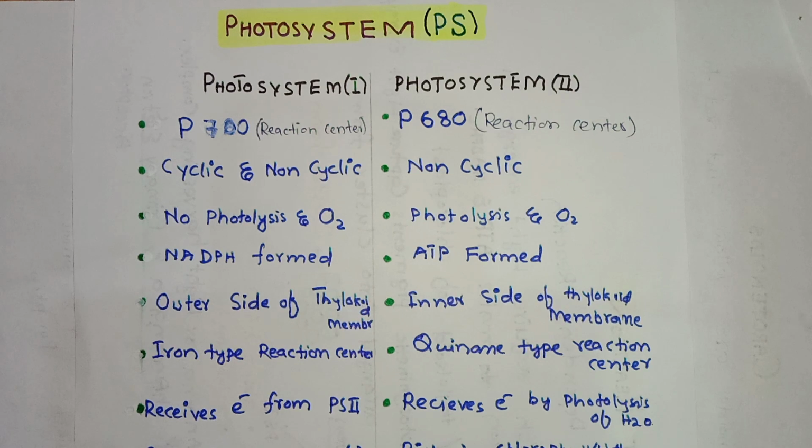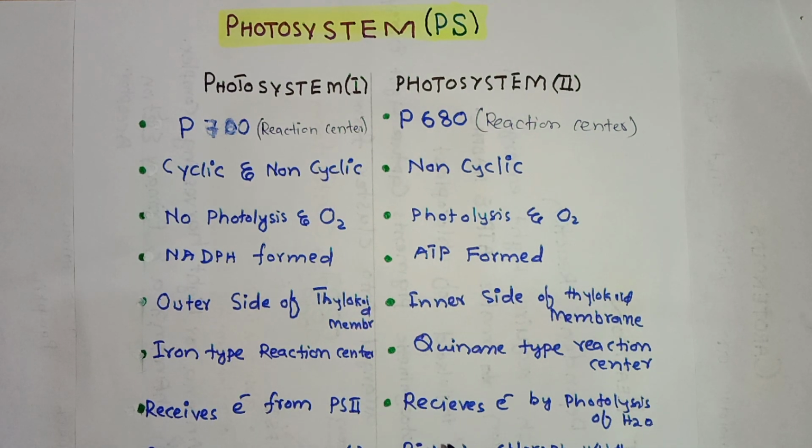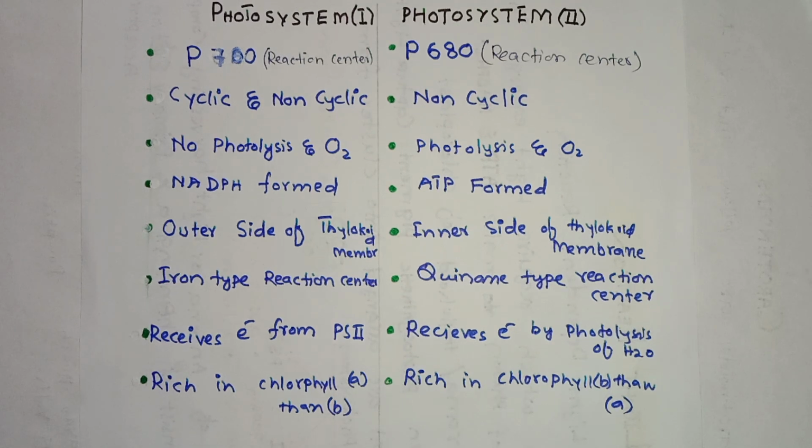PS1 receives electrons from PS2, and PS2 receives electrons by the photolysis of water. In this, the water molecule splits into H plus ions, oxygen and two electrons. By this, the electrons come and are used in PS2. Now PS1 is rich in chlorophyll a, with less chlorophyll b. PS2 is rich in chlorophyll b compared to a.